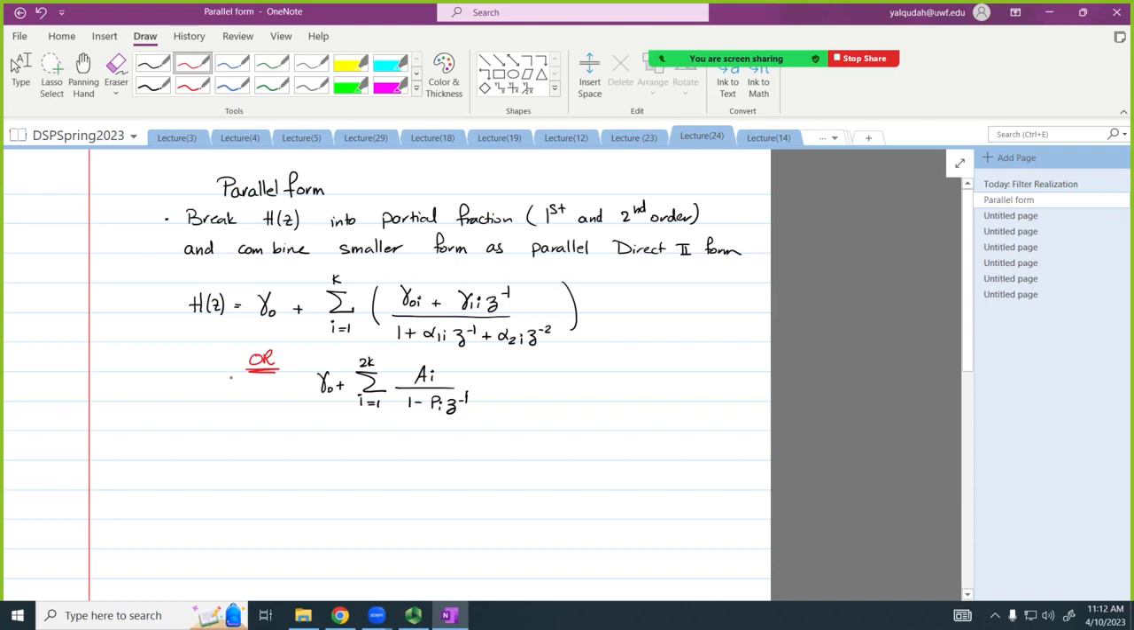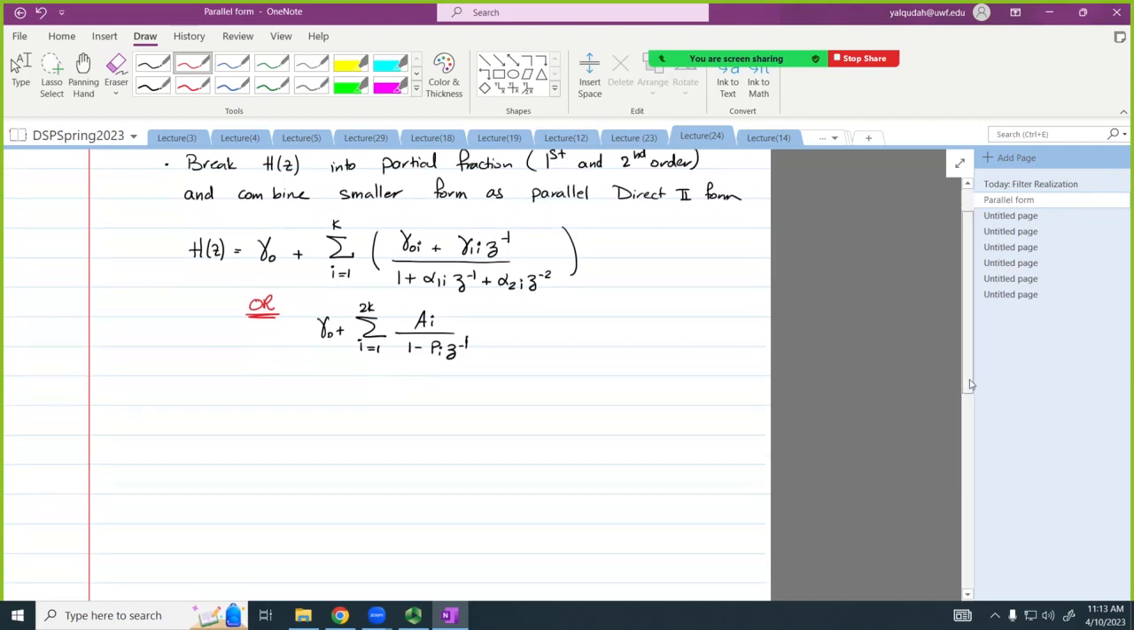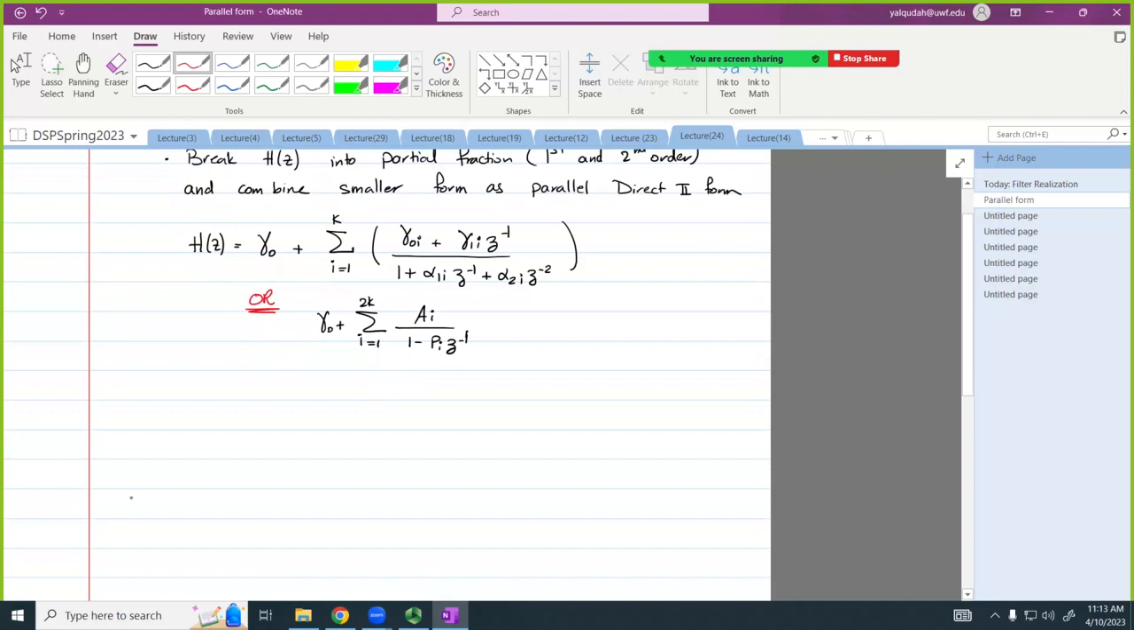So in the cascade, we multiply all these terms together. And here, we're adding all these terms together. So therefore, and again here also the filter order n is equal to 2 multiplied by k. Since each one is second order and it is to the k, it's going to be k multiplied by 2.